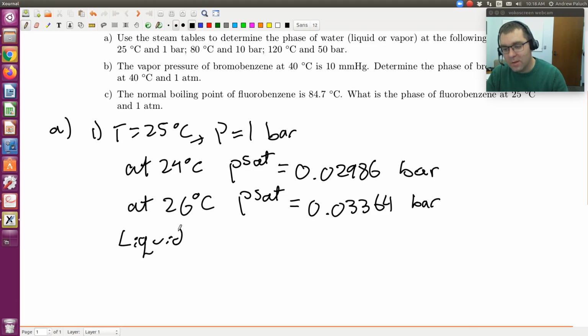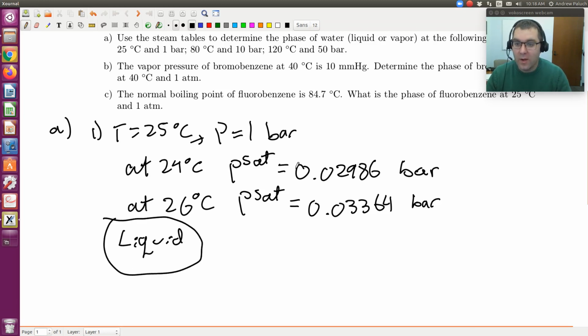This is a nice problem because this is atmospheric temperature and pressure. I know that at 25 degrees C and 1 bar, atmospheric temperature and pressure, I have a liquid. In fact, at 1 bar, atmospheric pressure, I know that water boils at 100 degrees C. So this should correspond to liquid. By going through our thought exercise and actually looking up data in the steam tables, we confirm that it is in fact a liquid.